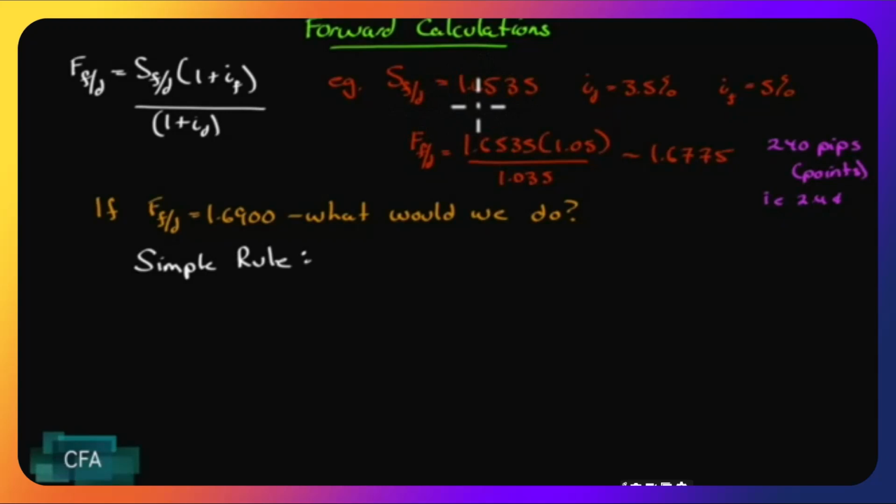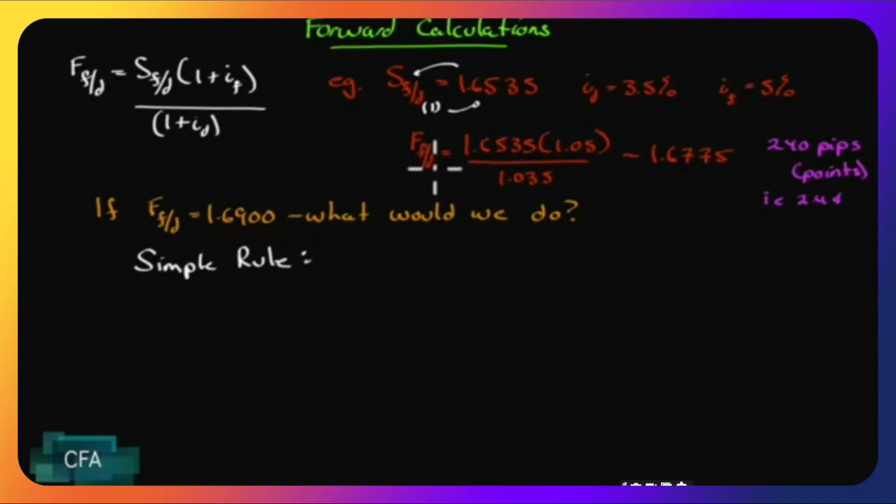1.6535, that's our spot rate that we can see, and let's not worry about what the foreign and domestic currency is, but that's the exchange rate. What this is telling us is, at this point in time, one unit of the domestic currency buys 1.6535 of the foreign currency, right? The domestic interest rate is 3.5%, the foreign interest rate is 5%.